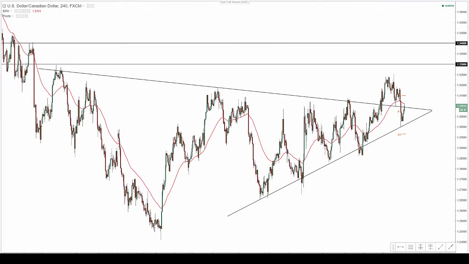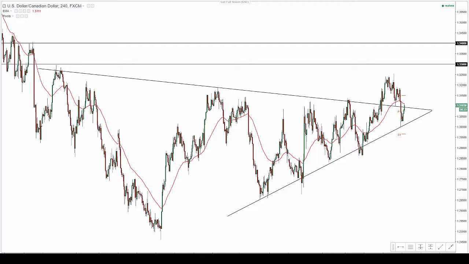I'm taking a look now at the US dollar and the Canadian on the 4-hour chart. We can see that last week we did get that breakout to the upside on our downward sloping trend line, but following that fundamental news that came out, we did break down underneath that, and we did hold support on our upward sloping trend line right now.